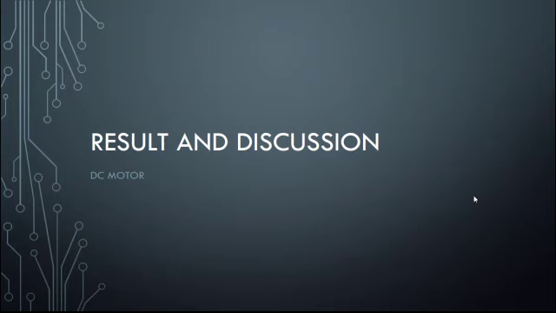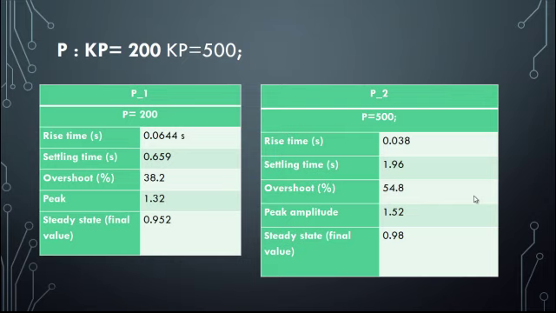Assalamualaikum. My name is Abdul Munir bin Muhammad Yusuf, ID number FB17089. Now I will present the results and discussion about the DC motor. You can see the two tables. For the DC motor, system analysis is conducted based on different values of Kp, where Kp equals 200 and another Kp equals 500, for condition 1 and condition 2.